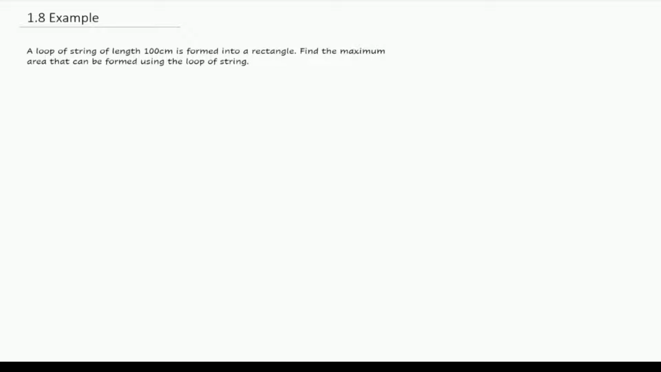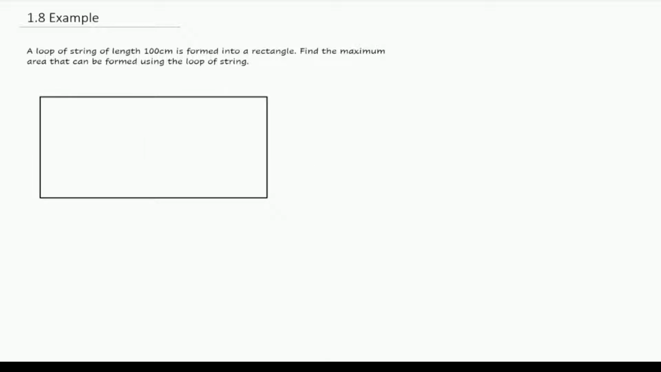What we're going to do next is have a look at a few examples, and I'll switch on over to my OneNote so that I can show you in a bit more detail. This example is asking us to find the maximum area that can be formed by a loop of string that is 100 centimeters long and is formed into a rectangle. The first thing I'm going to do is draw a labeled diagram of the situation.